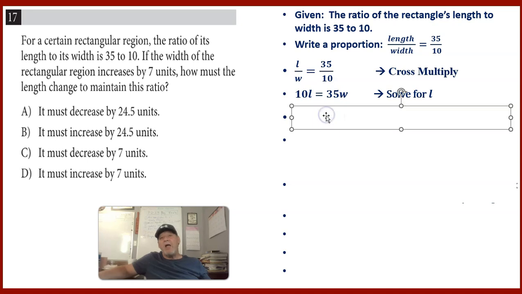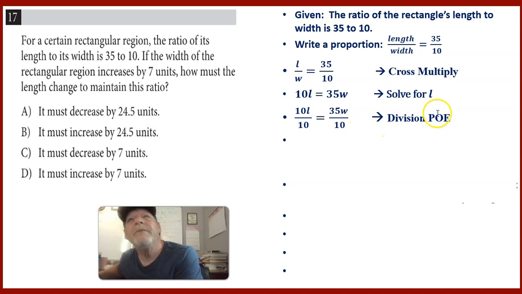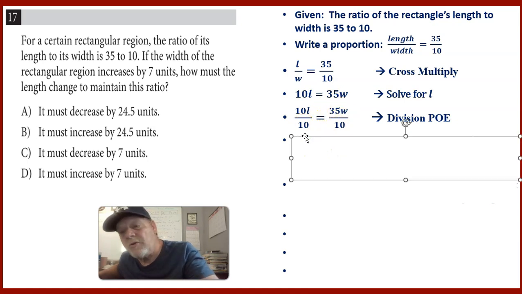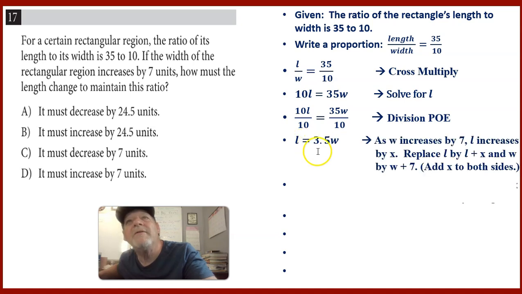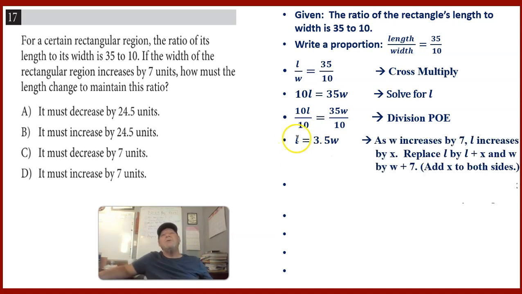Now I'm going to solve for L. So to solve for L, I use the division property of equality, division POE, divide both sides by 10, and 10 over 10 is 1, and 35 divided by 10 will be 3.5W. So the length equals 3.5W.